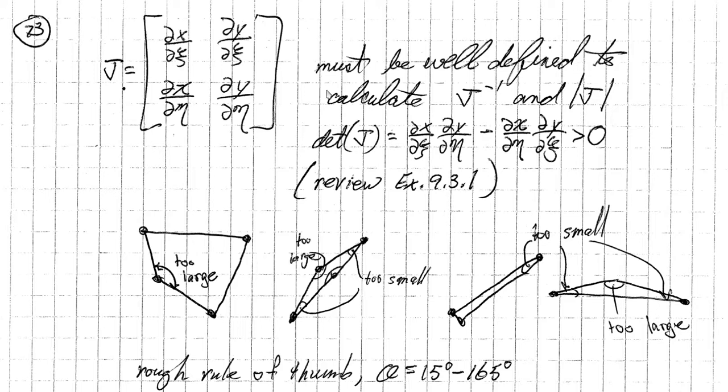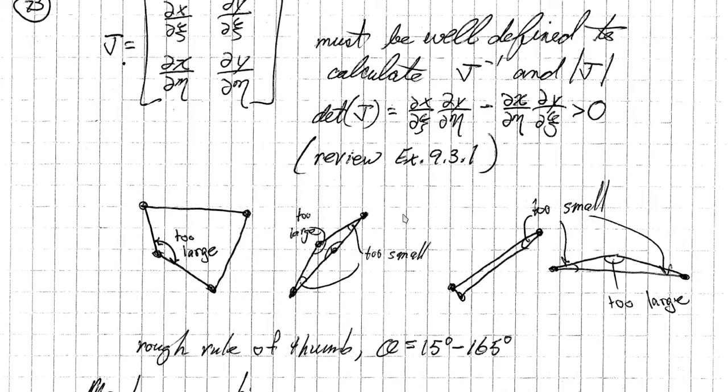One issue is it must be well defined. Meaning that if you take the determinant, it better be greater than 0. If it's not, you're going to run into problems because you often have to invert it.